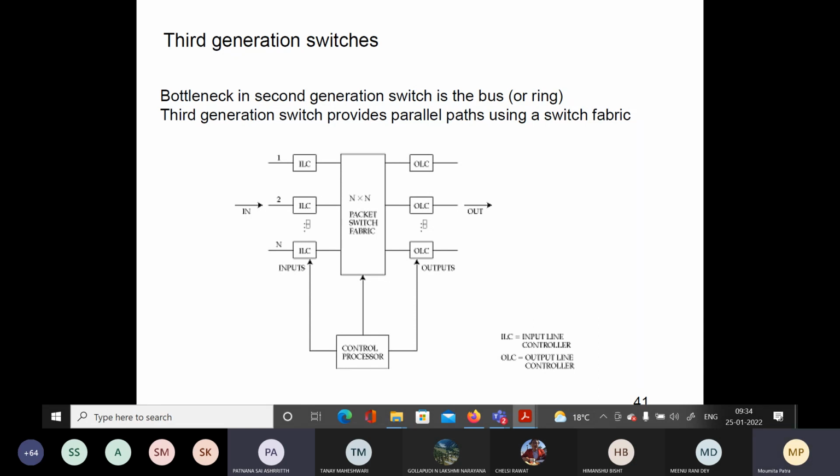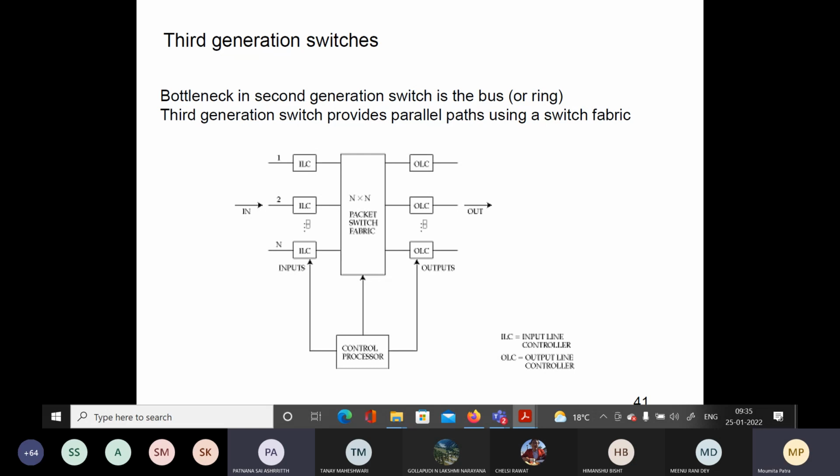Okay, so yes, we do have a control processor here. As you can see, we have input line cards, output line cards. Of course, if you remember the class, the beginning of this module, we do consider this as a folded scenario. This is shown unfolded. If you fold it, then it will become one line card having an input and an output port. Okay, so this is the third generation switch.